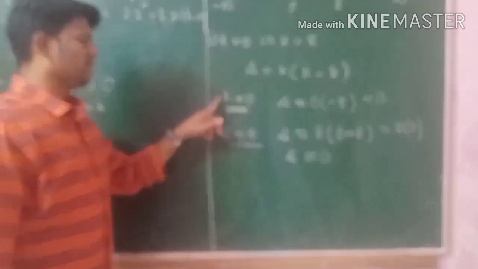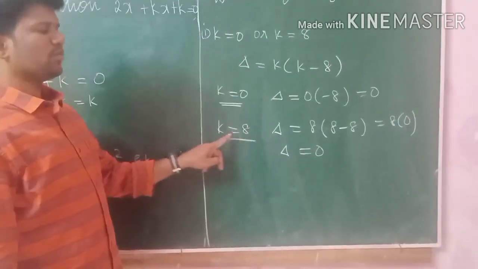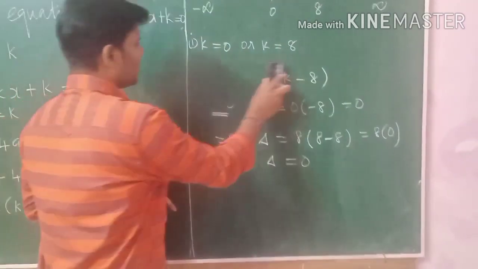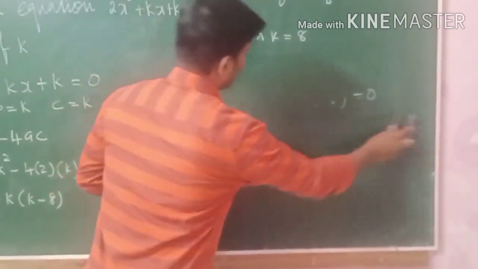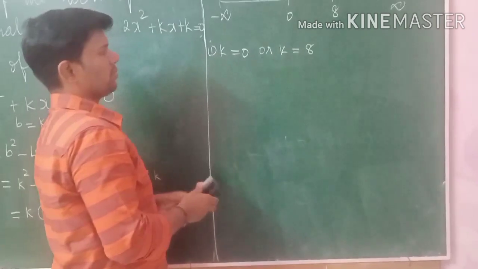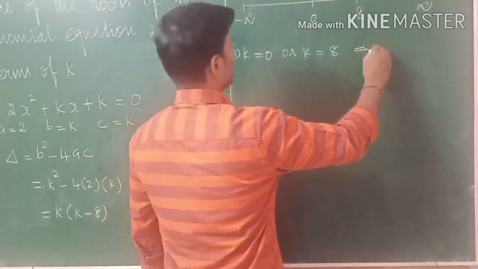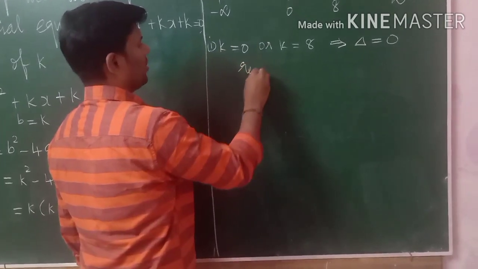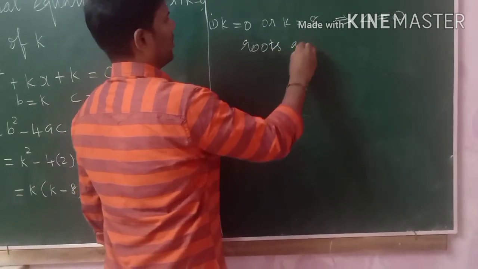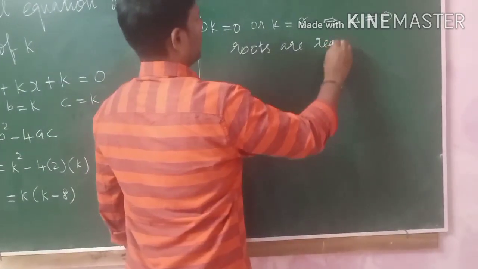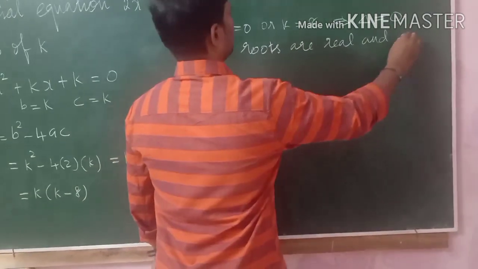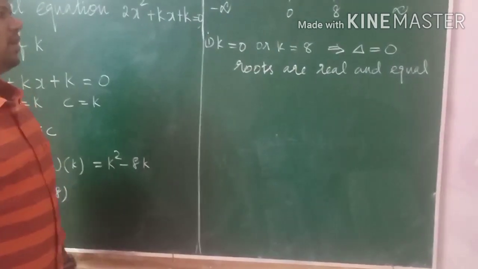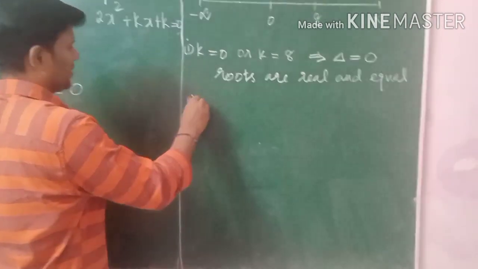So when we put 0 for k, or when we put 8 for k, what is the value of our delta? 0. So when delta is equal to 0, what is the nature of roots? Roots are real and equal.